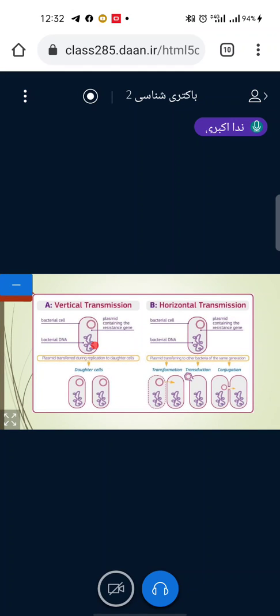So this is the difference between vertical transmission and horizontal transmission. Vertical, by replicating a mother cell which has a resistance gene into daughter cells, new cells receive the resistance gene. But by horizontal transmission, for example, through conjugation, transduction, the new cell or the recipient cell receives a resistance gene. I hope you understand the difference between vertical and horizontal, because in next lessons we will speak about them and we will need it.